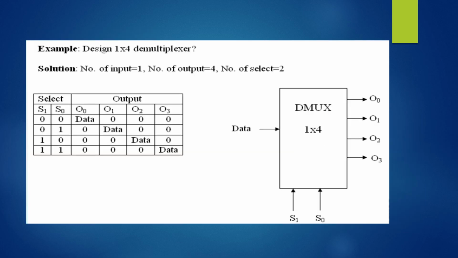The example they have given is 1 into 4 demultiplexer: number of inputs 1, number of outputs 4, number of selectors 2. So S1, S0 are the selectors, and the outputs are O0, O1, O2, O3.